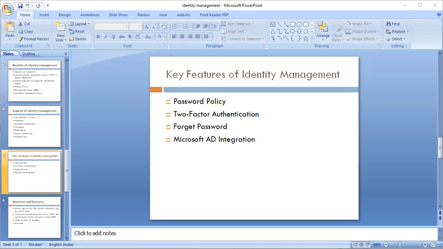The other factor we are having is two-factor authentication. And this, I think we will continue with in our upcoming session, tomorrow's session, because we are running short of time and I need to take the attendance first. So we'll continue with our features of identity management in our next session.